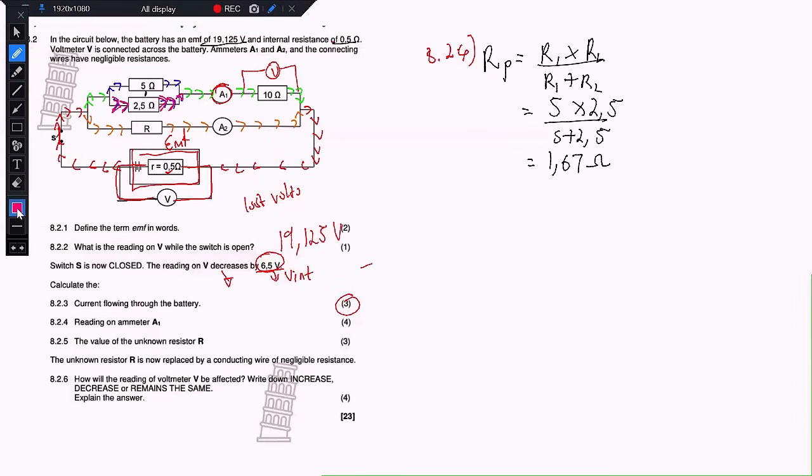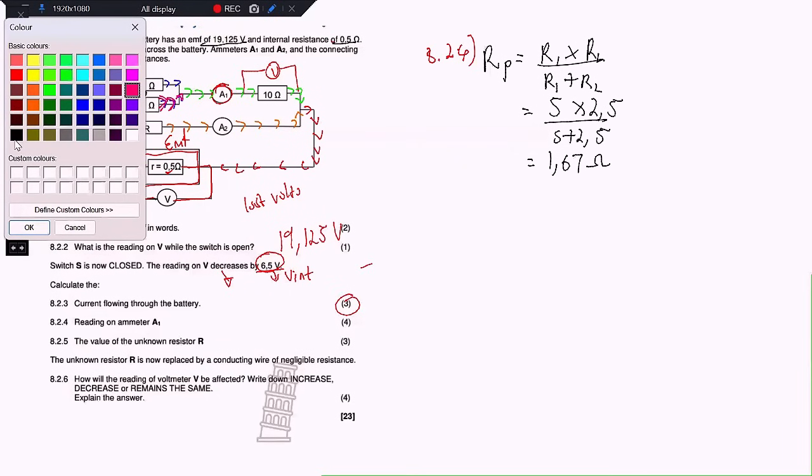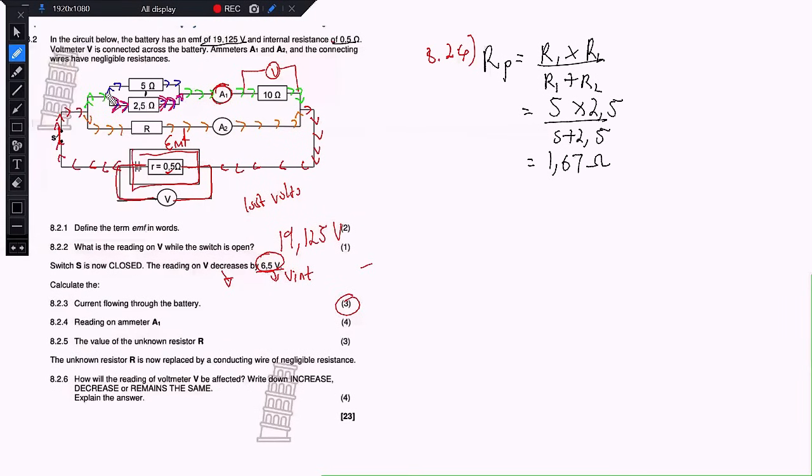Right. Okay. Now, let's continue. Now that the current is split there, we understand that the current that is splitting among the 5 ohm resistor and the 2.5 ohm resistor is this current here, right? So if I were to combine the current over here and the current here, it will give me the total current that's flowing through A1, right?